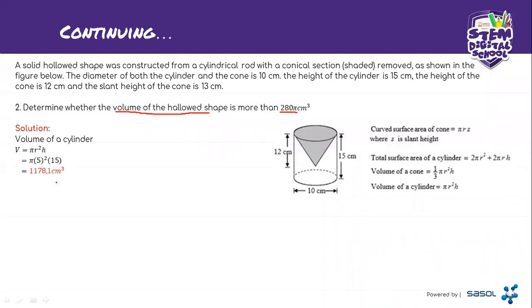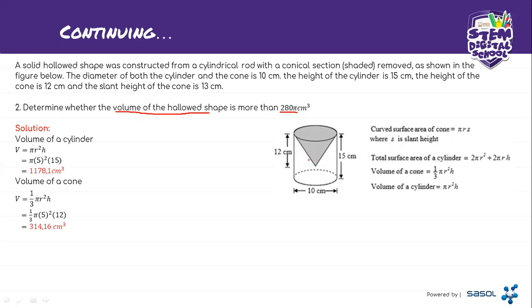Okay. The next step, we are now going to calculate the volume of the cone. Let's calculate the volume of the cone. Then you just do the correct substitution. From there, you press your calculator, and it's going to give us 314.16 centimeter cubed, right?